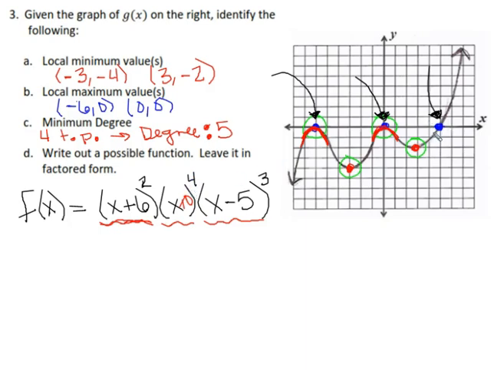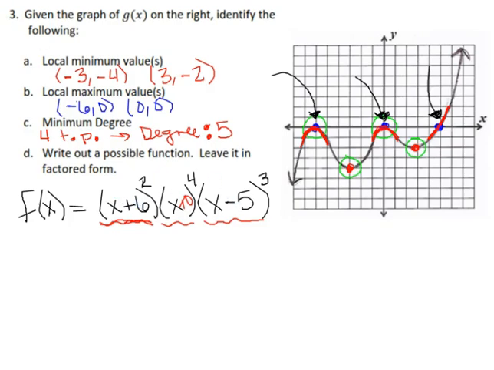Now this x-intercept, notice how our graph is actually going through it, okay? It crosses the x-axis at this point. So that means we need an odd exponent. We need that odd multiplicity. I put down 3, you could put down 1, you could put down 7. Again, whatever your heart desires, as long as it's odd. So you got to really take a look at your graph to help you analyze it in order to write out a possible function.